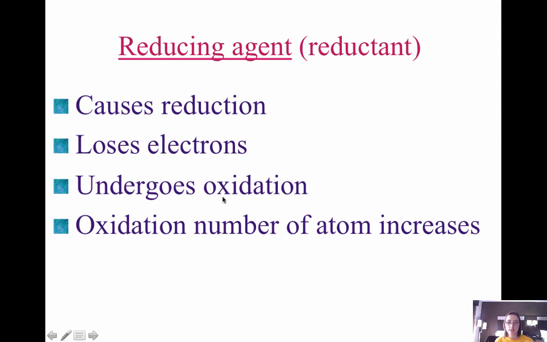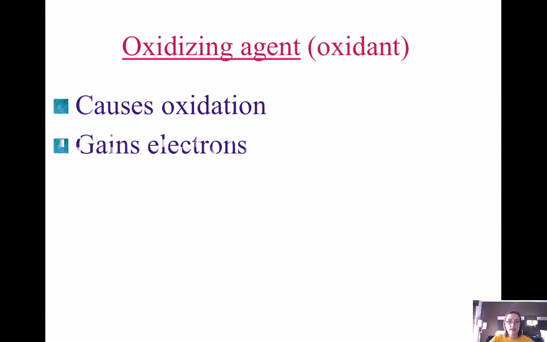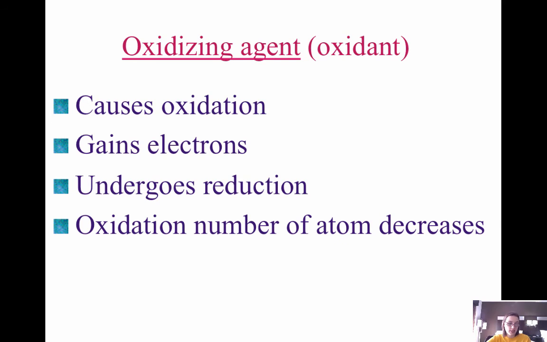So this is kind of just a twist in your mind shift because you always want to say, oh, the reducing agent must be the one that's being reduced, but that's not the case at all. The reducing agent is the one that is actually undergoing oxidation. It's allowing something else to be reduced. And then the oxidizing agent, or the oxidant, causes oxidation. It gains electrons. It itself undergoes reduction. And so therefore the oxidation number of the atom decreases.